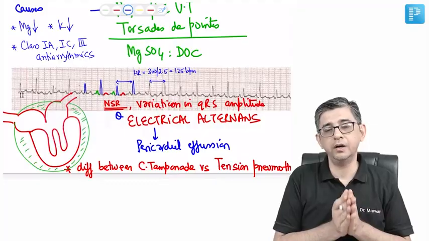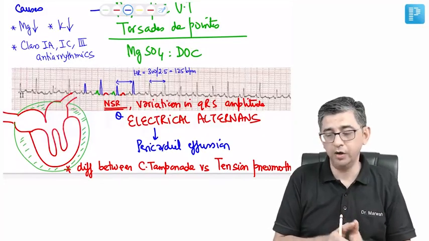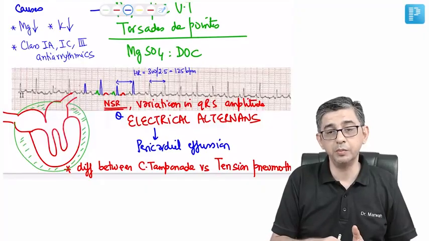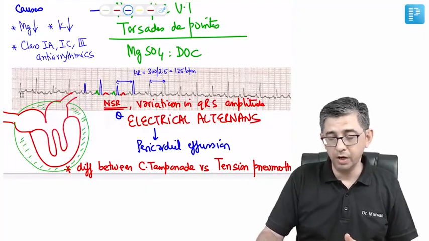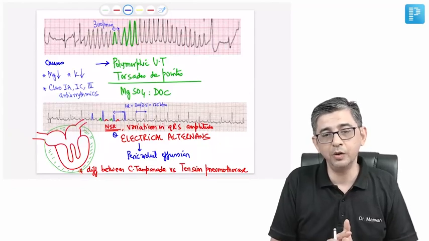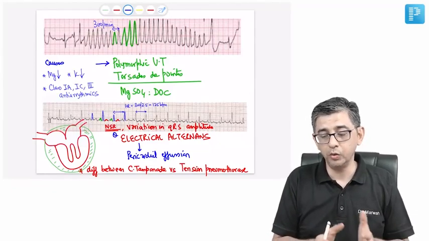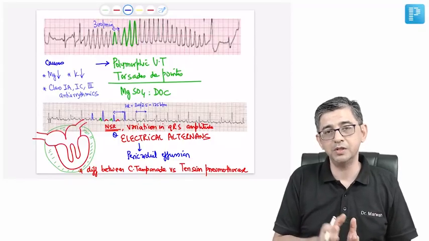The highlight of electrical alternans will be that the amplitude of the R wave will not be the same. The amplitude will be lesser, but the patient will be in normal sinus rhythm, whereas in the superior ECG, there was no normal sinus rhythm present in the patient, and there was a variation in the amplitude of the broad QRS complexes. So both the aspects have to be remembered.